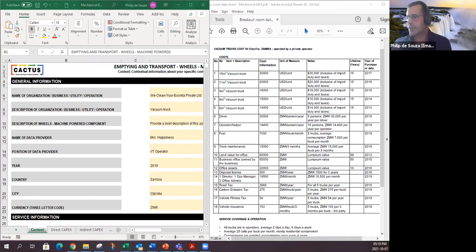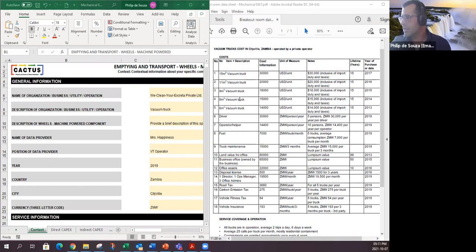And then you can see that there's a bunch of maybe indirect OPEX costs. Things like the disposal license, the support staff, the director, the ops manager, and the office admins, and then taxes and insurance. Okay, so you can see there that from our data sheet, we've got these various costs, and already we've tried to understand where they could possibly fit in.